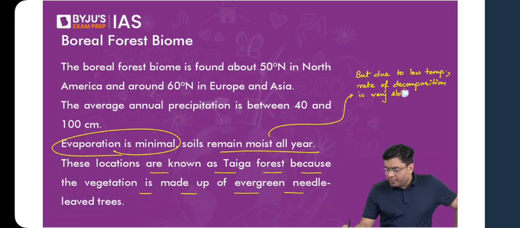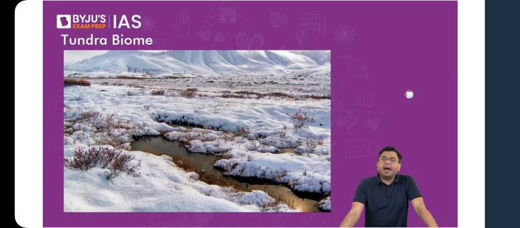Okay. Now, after this, in the polar areas and in the very high altitudes and latitudes, you have the tundra biome, where you will find the growth of mosses and lichens primarily. These are the ones which will predominate.